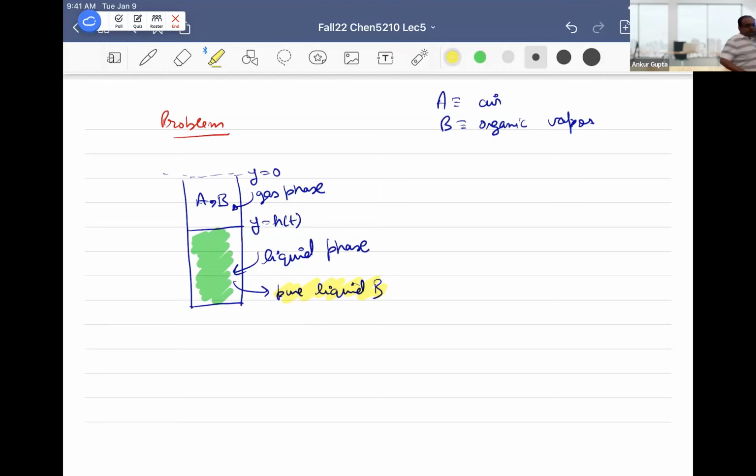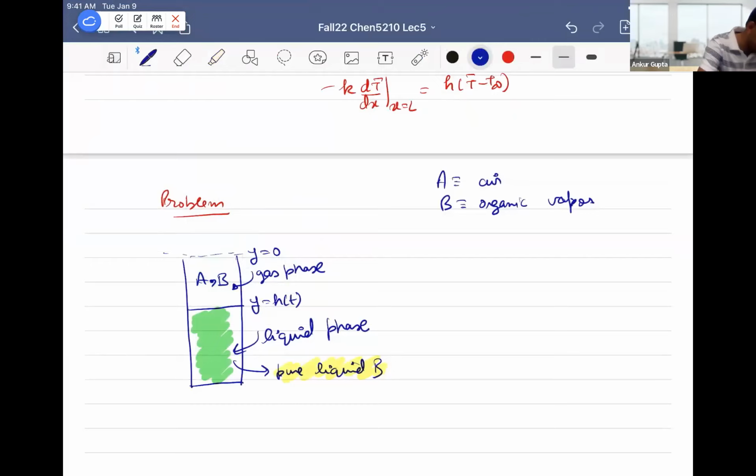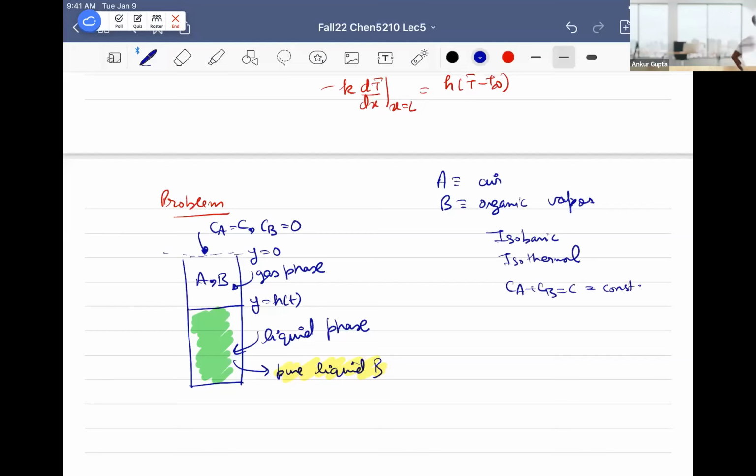There is a gas phase on top, and at the top, at y equal to 0, the concentration of A is equal to C naught and the concentration of B, C_B, is equal to 0. You will see at the top of the column there is no acetone, because the ambient air does not have any appreciable concentration of acetone. This is again isobaric and isothermal. From the homework problem and the last discussion, you can appreciate that C_A plus C_B is equal to C, which is constant. The total concentration is constant.